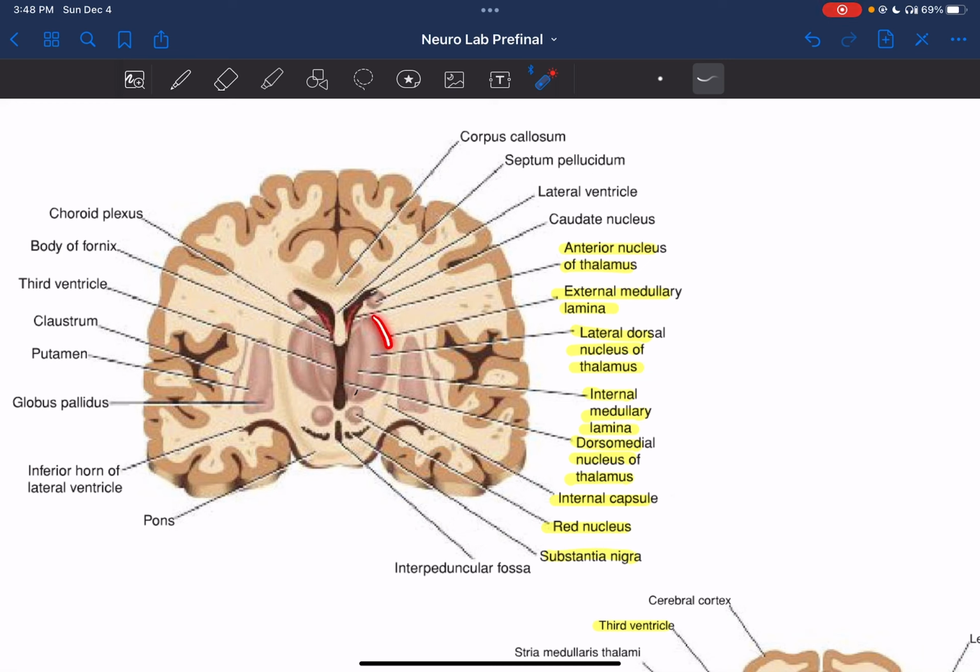Now, just outside the thalamus, you have the external medullary lamina. Now see, before the substantia nigra, inferiorly, you have another mass, a red colored mass here, and that is your red nucleus. It has a reddish appearance. That is your red nucleus.